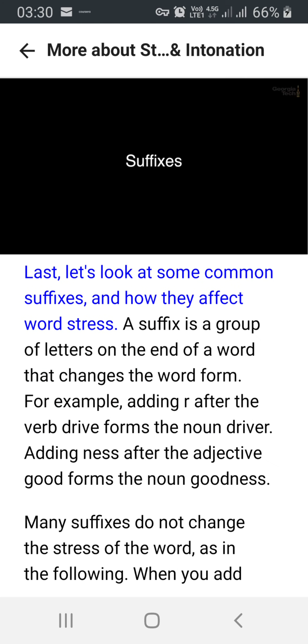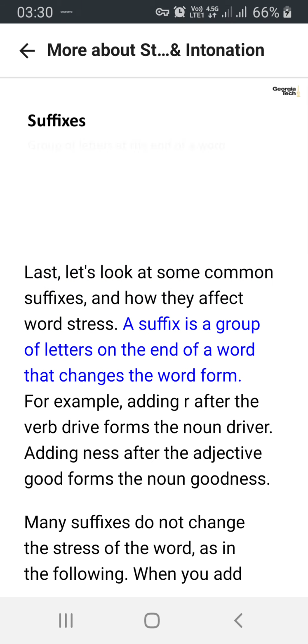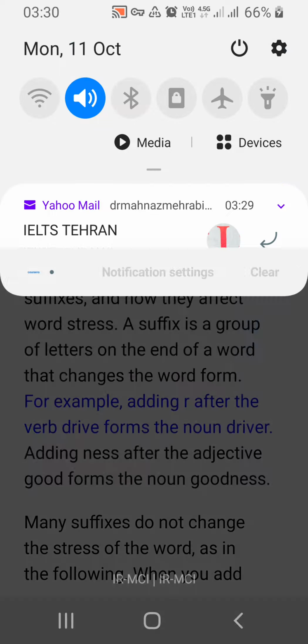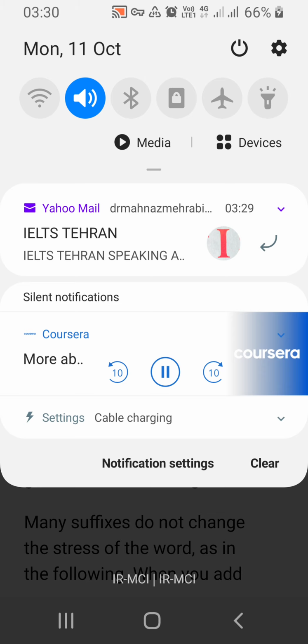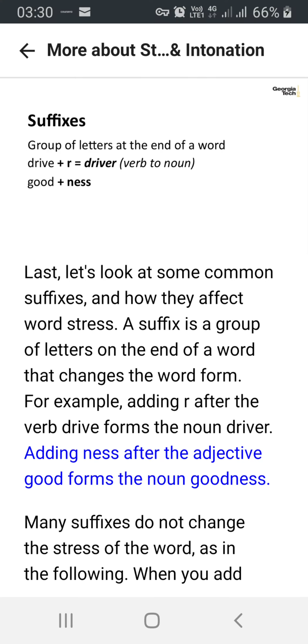Last, let's look at some common suffixes and how they affect word stress. A suffix is a group of letters on the end of a word that changes the word form. For example, adding "r" after the verb drive forms the noun driver. Adding "ness" after the adjective good forms the noun goodness.